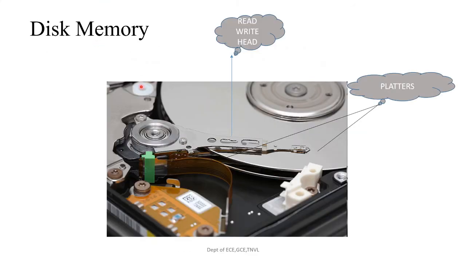And this is a real-time disk memory. If you see here, this is the platter. The platters will be arranged like this. This is one thing, and this is another thing, and these both combined together are called platters. And this is the read write head. This read write head is used to read or write all the information on the tracks.